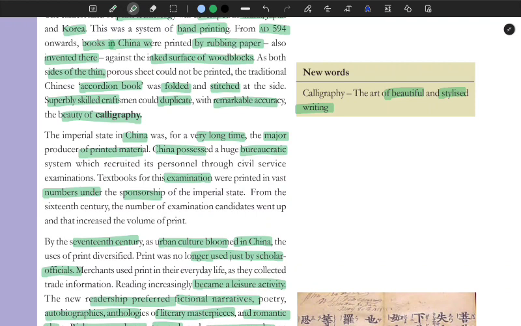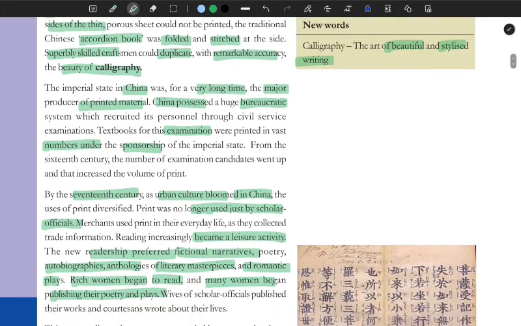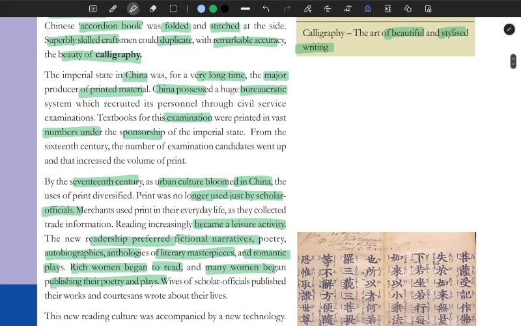And then the imperial state of China was for very long the major producer of printed materials. Obviously, you know how China is, even on tea and on certain materials such as silk or candles, China wanted to have the monopoly. They did not want to reveal their secrets. They wanted to keep the monopoly, and textbooks for the civil service examination were printed. So obviously in China they had examinations, and the textbooks were printed in vast numbers.